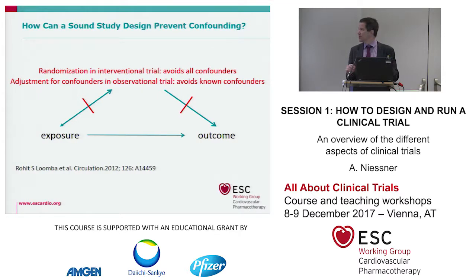And the big thing about confounders being equally distributed is that I do not even need to know them. So for example, the social status, which I may not know about the patient, should be equally distributed between the two groups. So I do not have any confounding in a randomized interventional trial. And I need to do adjustment for confounders in an observational trial to avoid known confounders. But again, I can only avoid known confounders and not unknown confounders in an observational trial.